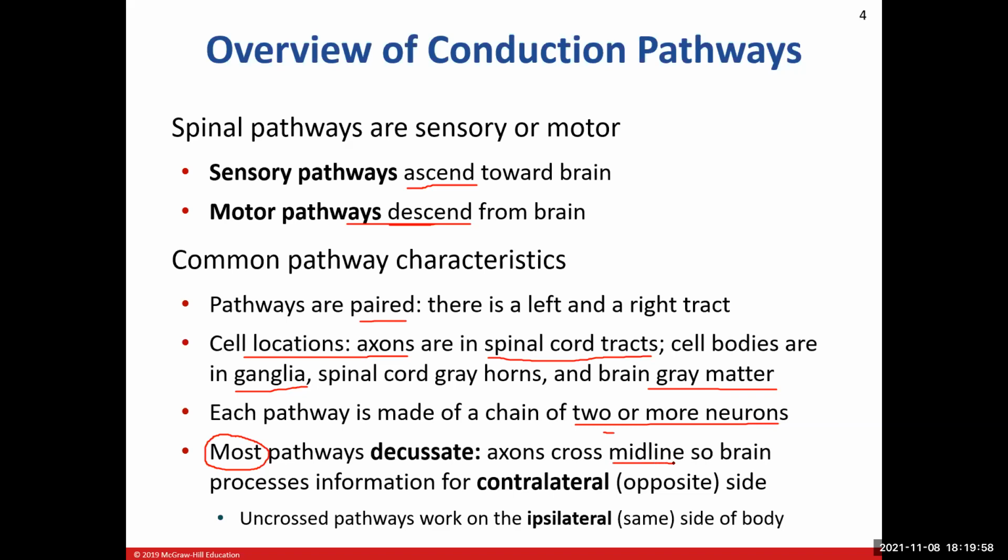This is what we talked about in chapter 13, how the right cerebral hemisphere will get input from the left side of your body. That's what's going to happen here. Your brain is going to process information that comes from what we call the contralateral side, which is the opposite side. Now, some of these pathways don't cross. They stay on the same side. We refer to those as ipsilateral. But most will cross.